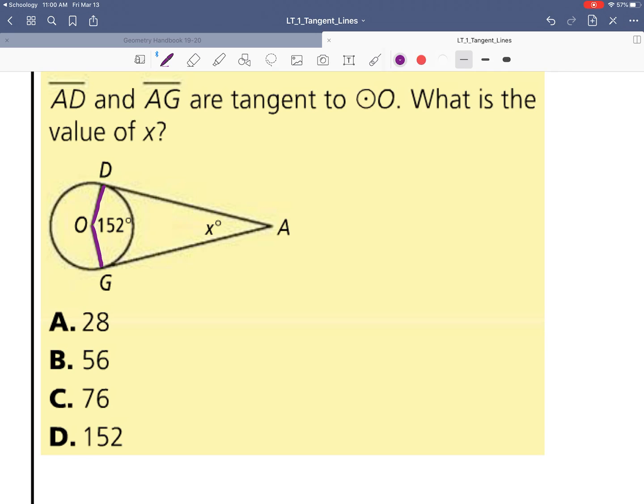All right, we've got a radius here and a radius here, so it's hitting our tangent line at the point of tangency at a 90-degree angle. So I know that I've got 90 plus the 152 plus x, and that is equal to 360. Now, how do I know it's 360? Because I have a quadrilateral DAGO, and quadrilateral angles add up to be 360. Solving that, we get that x is 28.